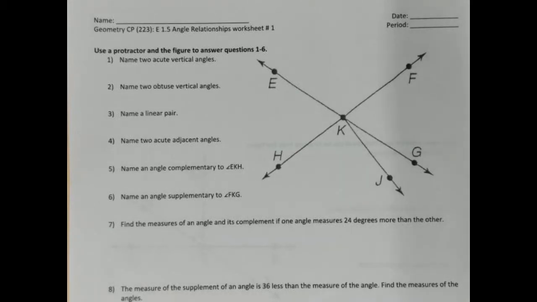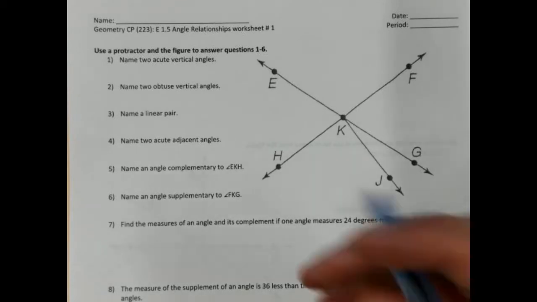Hey everybody, so today we're going to go over the Angle Relationships Worksheet number 1. We're going to jump right into it because I think I can do this before the bell rings. Let's find out. Alright, name two acute vertical angles.